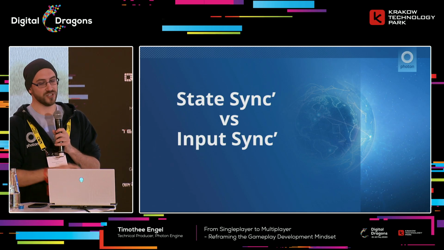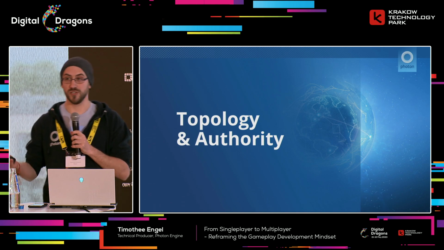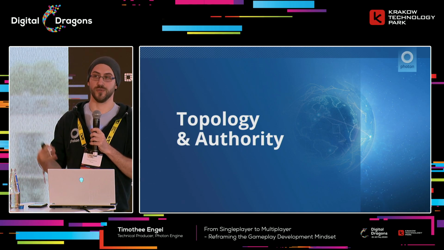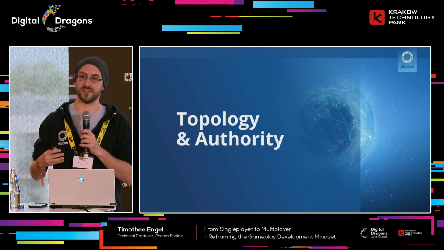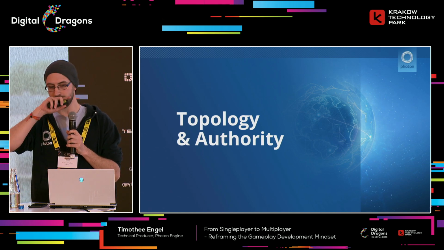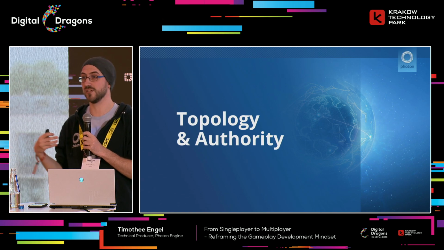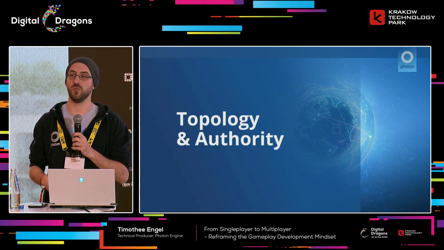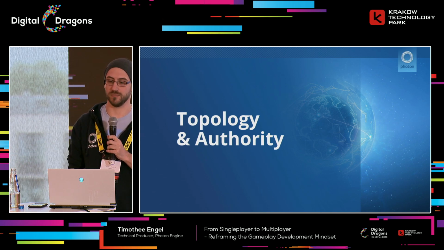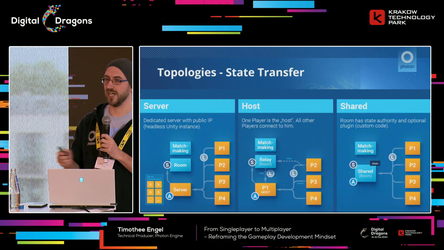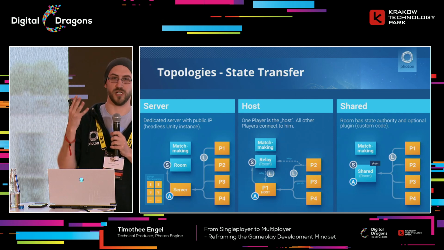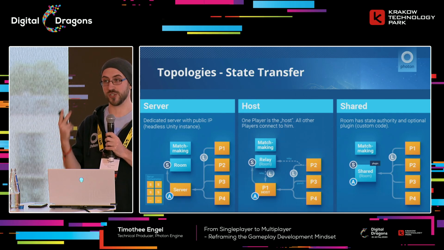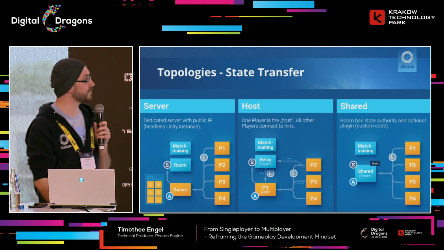The technologies themselves translate to what we call topologies and authority. The topology is essentially the infrastructure that is required to run the game, whereas the authority is who has the right to say what is true in the game. As we're focusing on state transfer today, as I mentioned, there are four topologies, and well, three of them are actually in state transfer itself.